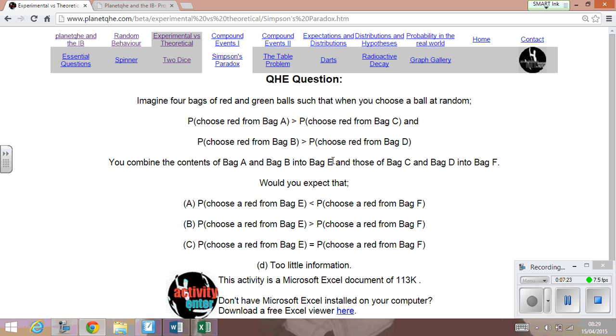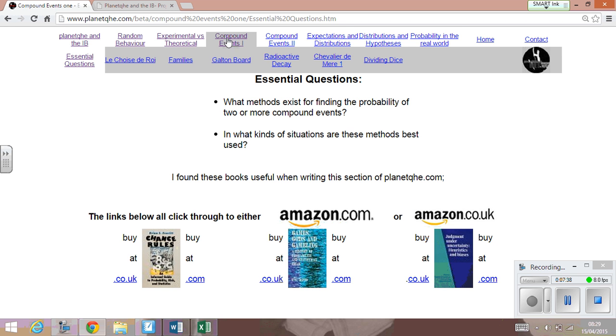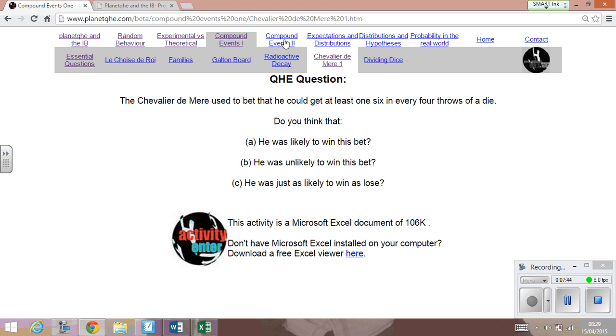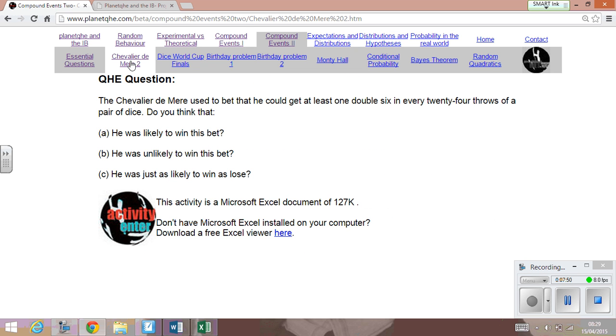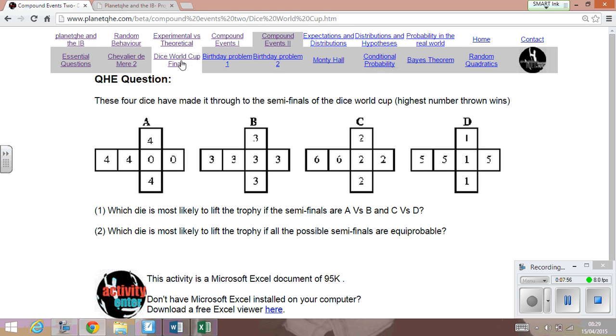The world of probability is full of paradoxes and counterintuitive results. Simpson's paradox is one such result. We've already seen the Chevalier de Mer example. I've shown that one to you. We've done that, and we've also done Chevalier de Mer 2. We've talked about that. We haven't talked about the Dice World Cup finals. I use that every 4 years when it's the World Cup. We have looked at the non-transitive dice, however, and the spreadsheet is a bit like that.